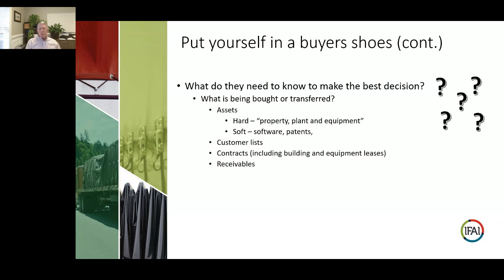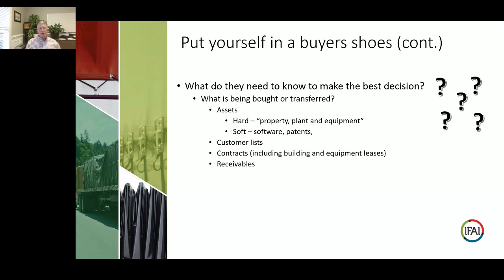Software, maybe you had someone write an app for cell phones, so customers can order from you just from their phone. Well, if you do, that's something that they would want to buy, and you typically want to transfer. So that's another example of hard assets and soft assets. Customer lists, that's typically going to go with the sale, because obviously if they don't have the list of customers, they're not going to be very successful.